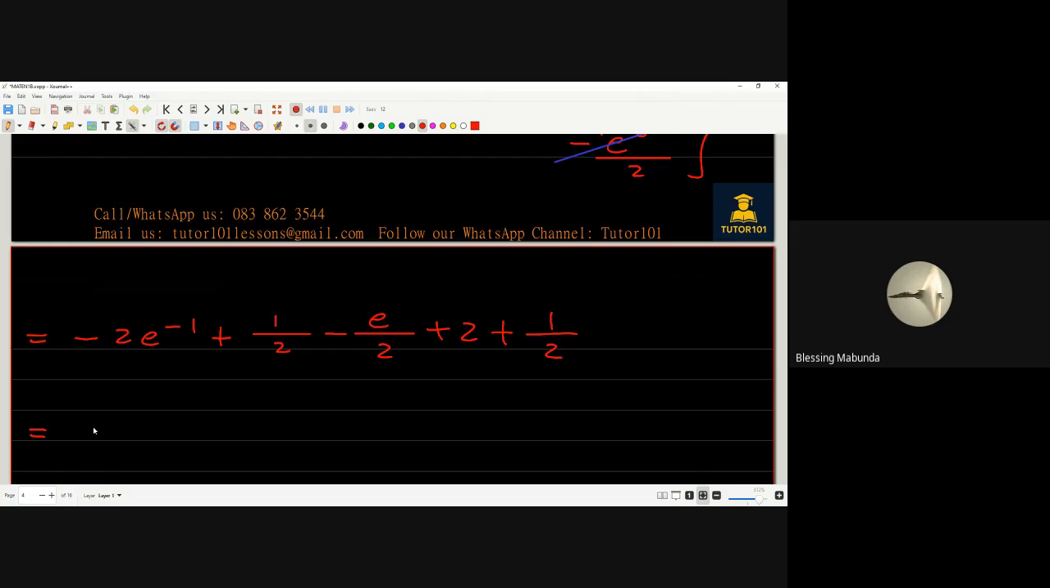And quite simply, what we end up with here is 3 minus 2 divided by e minus e divided by 2.